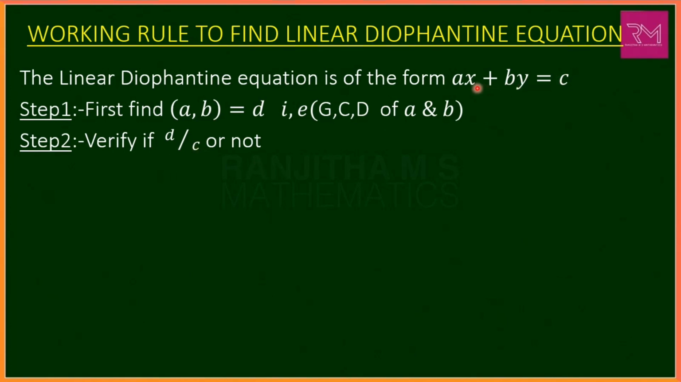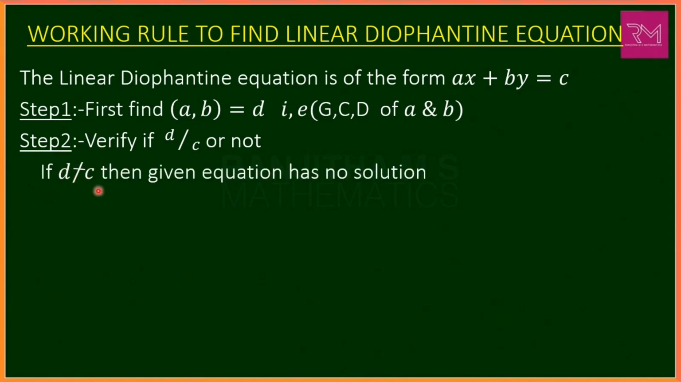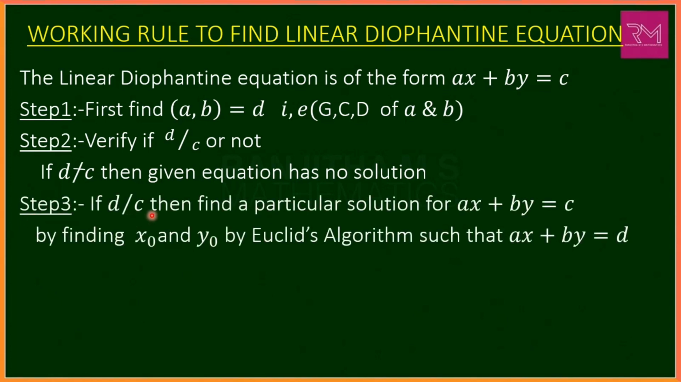Here they will give an equation of the form ax plus by equal to c. First, we have to find the GCD for these values, and we get the GCD value as d. Next we have to verify whether the GCD value divides this c value. If d does not divide c, then the given equation has no solution. Next step, if d divides c, then find a particular solution for ax plus by equal to c.